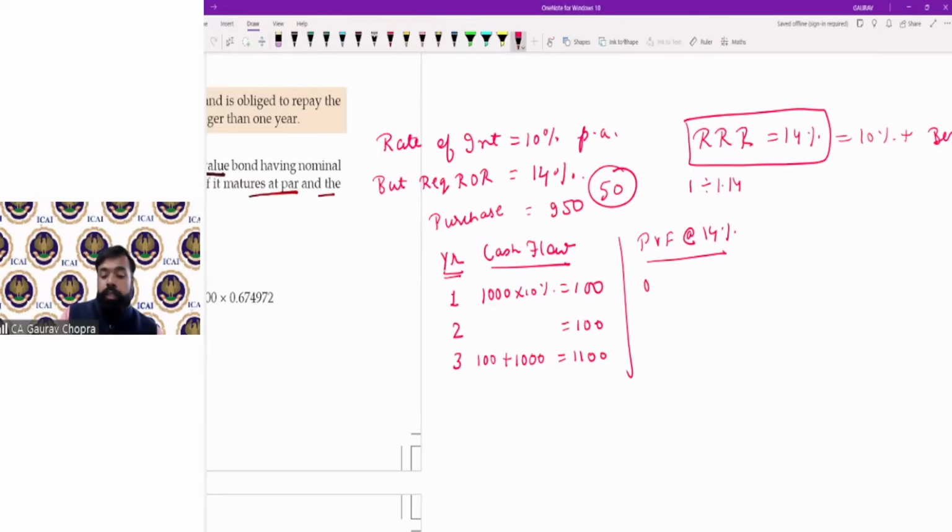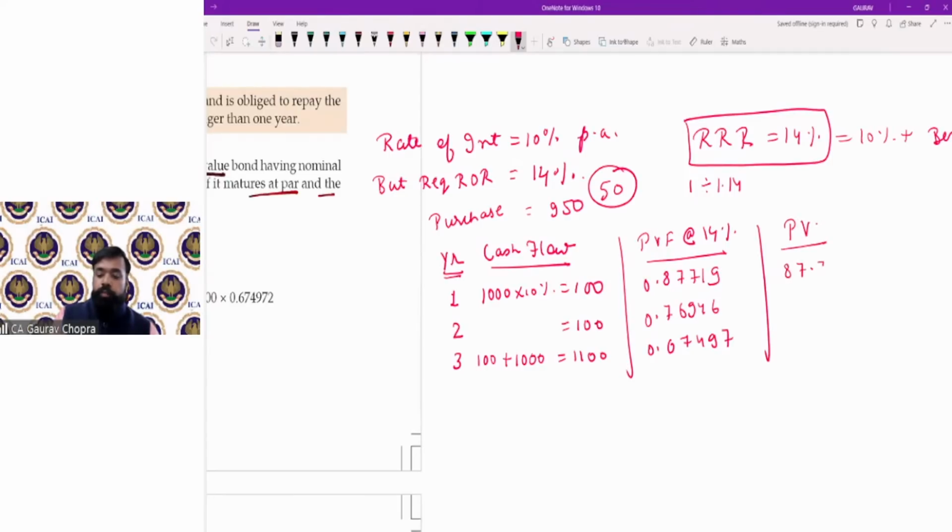For first year, you are getting 0.87719. For second year, 0.76946. And for third year, it is 0.67497. Now multiply and get the result.